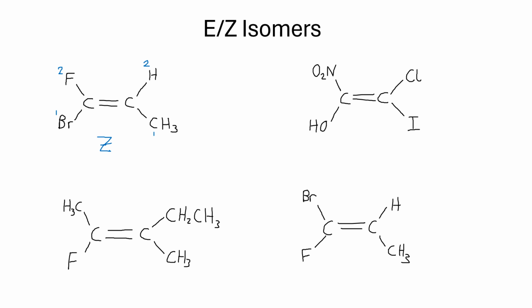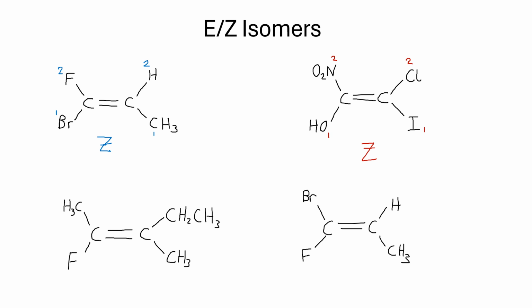Look at the top right. You've got an OH group and you've got an NO2 group. Then you go to your periodic table and you see that oxygen is high priority over nitrogen because it's heavier, so this is number 1 and this is number 2. Then you go over to this side and you're looking at chlorine versus iodine, and the iodine is high priority because it's heavier, higher atomic number, and chlorine is low priority, and therefore once again they're on the same side, so it's Z.